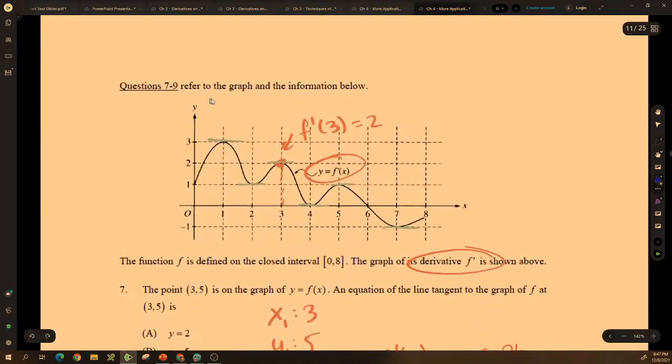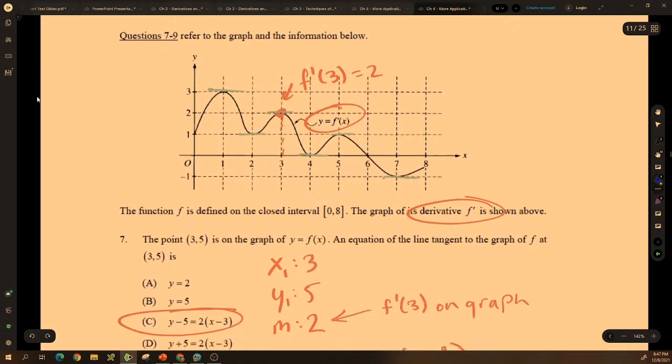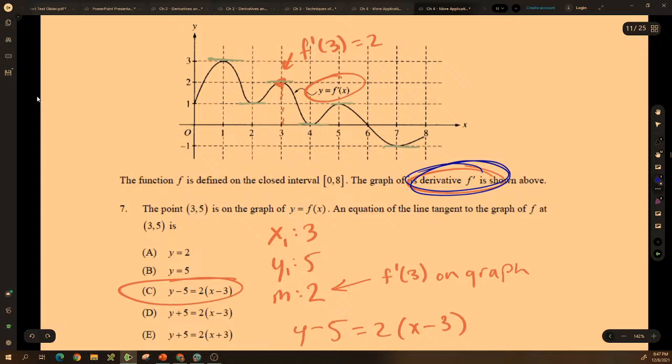All right, next we have this graph, and they tell us it's the graph of the derivative. That's the most common one to give, the graph of the derivative. And we're asked to find an equation of the tangent line. This is actually pretty common on FRQ. It's less common on multiple choice, but they do ask it from time to time, as evidenced here. So as soon as I see equation of the tangent line, my first thought needs to be x1, y1, and m. They say at (3, 5).